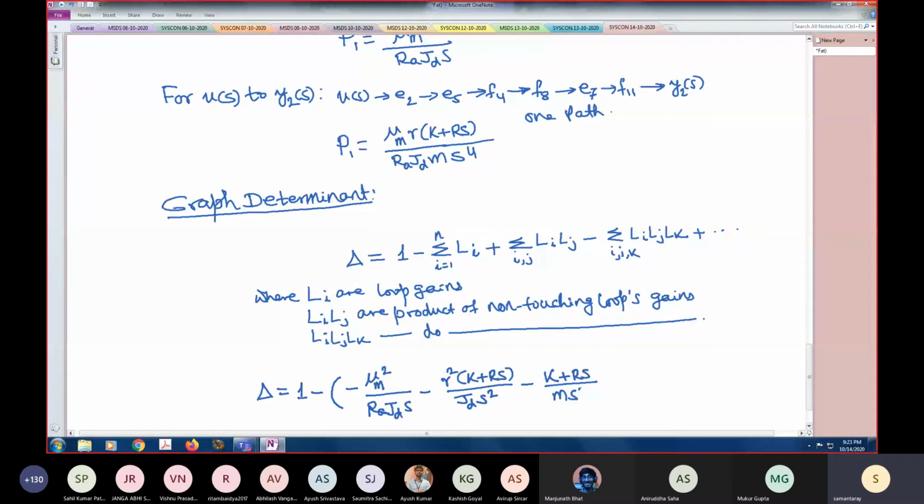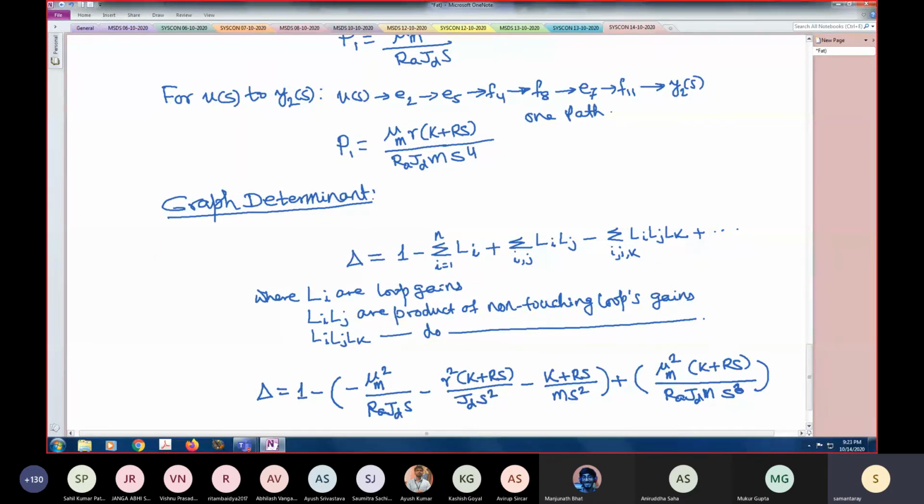Then plus the product of this and this, minus minus will cancel out. So mu m square into K plus RS by ZD MS square, MS cube. So this is our graph determinant.